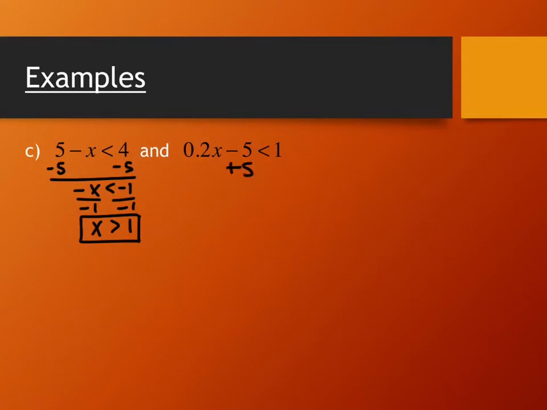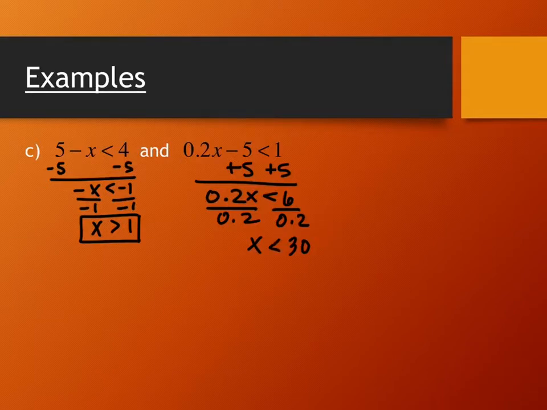The other half, I'm going to add a 5. 0.2x is less than 6. And then what am I going to do? Divide by 0.2. What would x be? Or what would the value be? 6 divided by 0.2. 30. There we go. And which symbol will I have between them? The less than symbol. This one didn't change because there weren't any negatives I multiplied or divided by, right? Okay, so don't get carried away and just flip inequalities all the time. That doesn't happen. It's just when we multiply or divide by a negative.